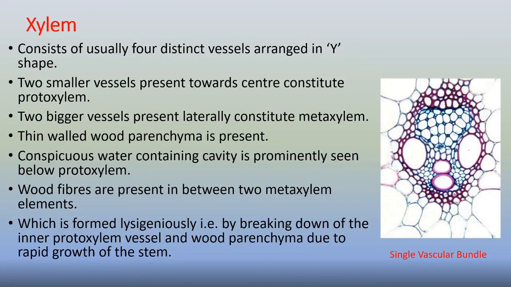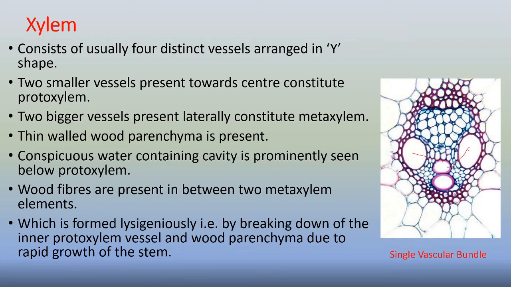Now next point, what does the xylem of the vascular bundle consist of? This is the single vascular bundle. I have shown here the picture of a single vascular bundle. Xylem consists of the xylem vessels, then xylem parenchyma. The xylem vessels are again divided into the metaxylem, two elements of the metaxylem, and the two smaller vessels which constitute the protoxylem. Now the two bigger vessels, present laterally, constitute the metaxylem. These are the bigger ones which are called the metaxylem, and they are present in a Y shape.